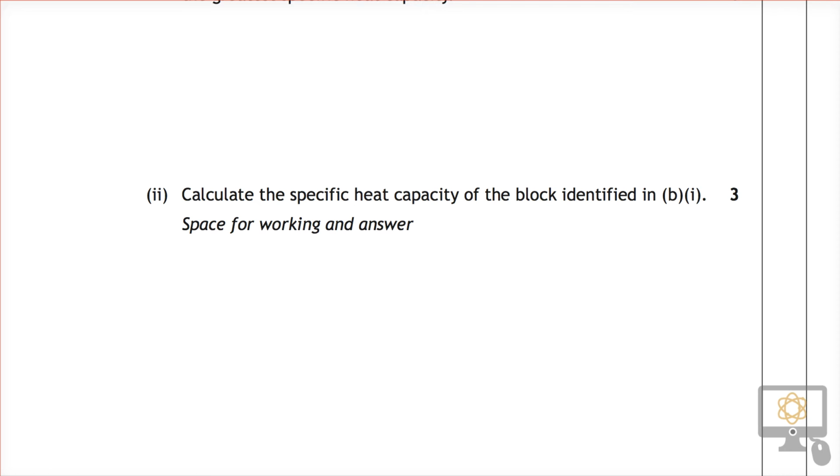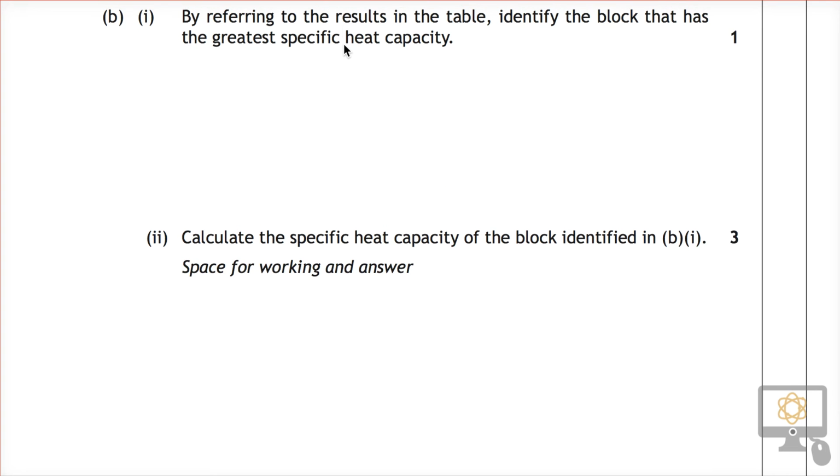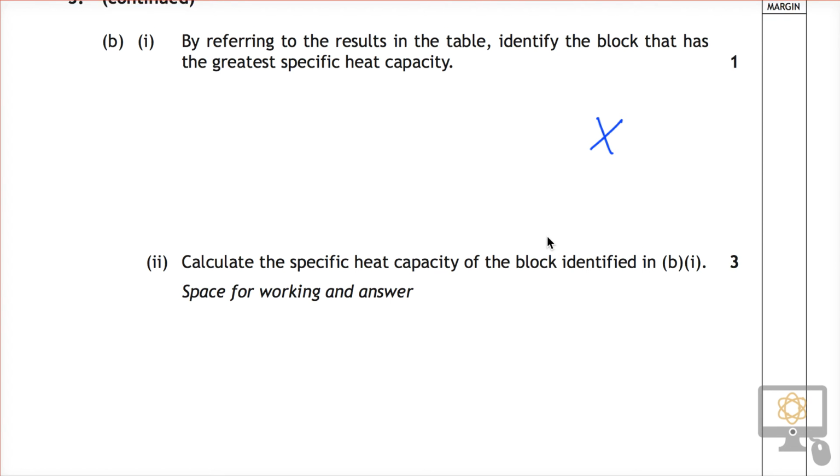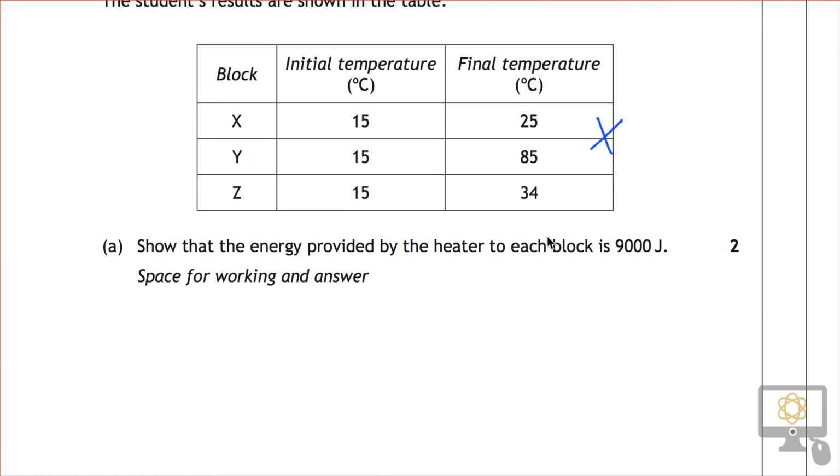Okay, so we're looking at question 3b part 2 from the 2014 National 5 Physics paper. It says calculate the specific heat capacity of the block identified in B part 1. The block identified in B part 1, the previous question, was X, so I'll write that in over here. We need to find out the specific heat capacity of that block, so let's have a look at some of the details about block X.